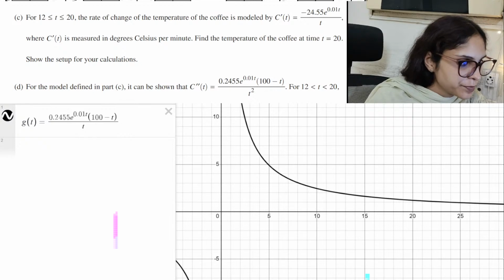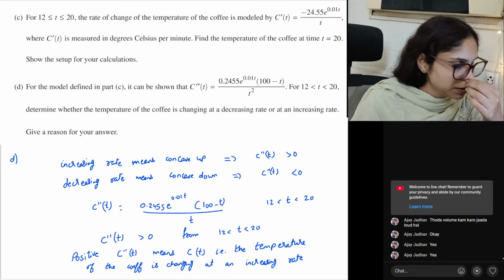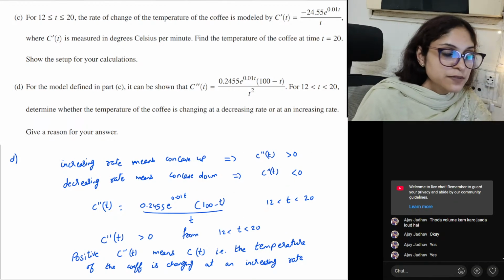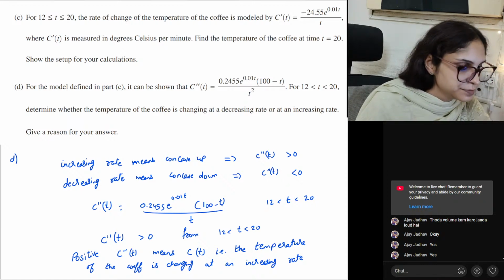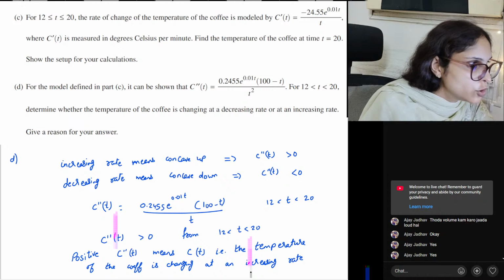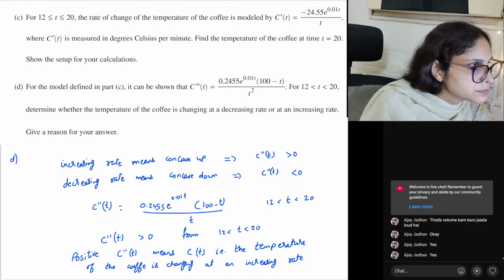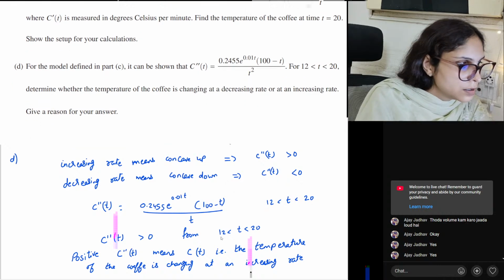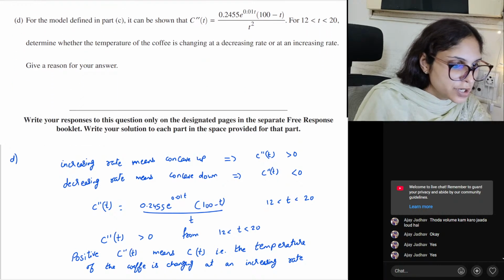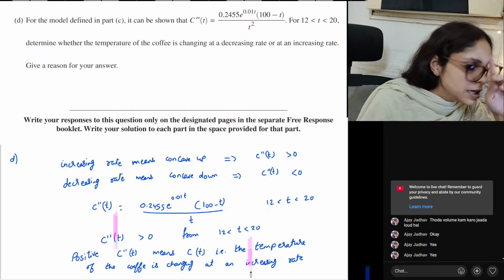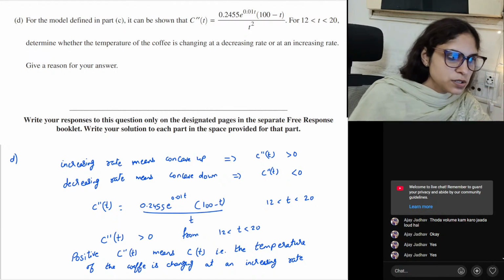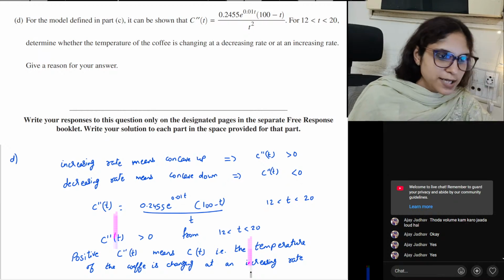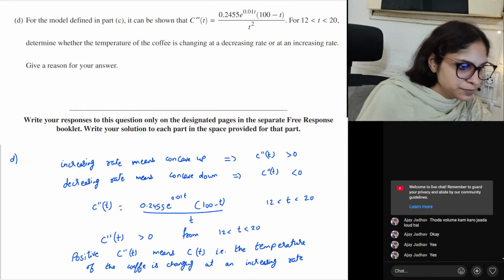Okay. So because C double derivative is positive, that means it is changing at an increasing rate. Let me just write the correct spelling for coffee. I forgot an E. So you had to give a reason for your answer. We have given the reason as well. And with this, question number one is finished. Now the second question is remaining, so let's go into the second question.